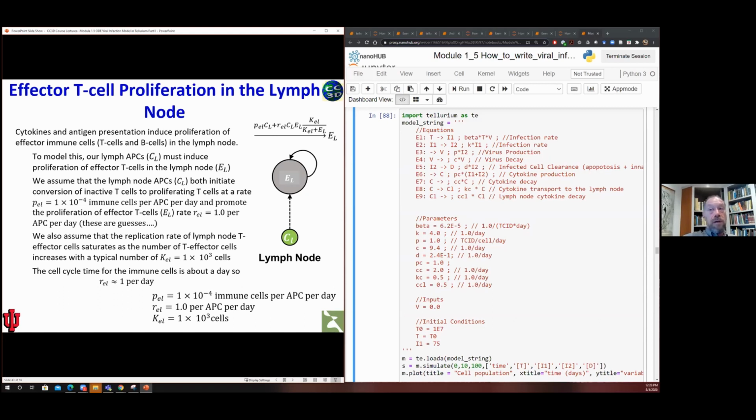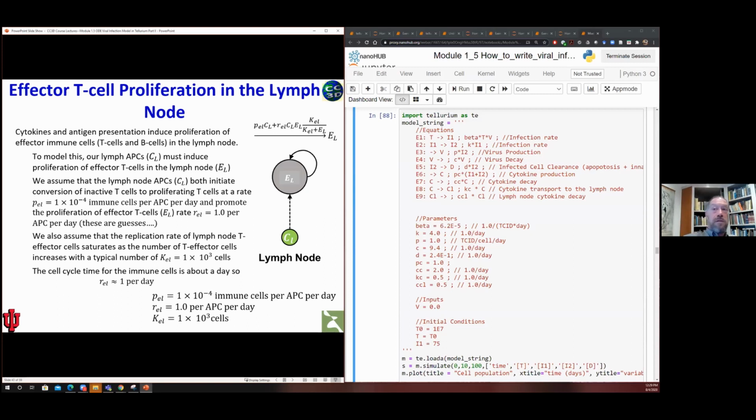We don't really know what the recruitment rate of T cells by the antigen presenting cells is. It's small. We're assuming it's 10 to the minus 4th per day. And except for the rate EL, these other numbers are guesses that we've picked to try to make things work.